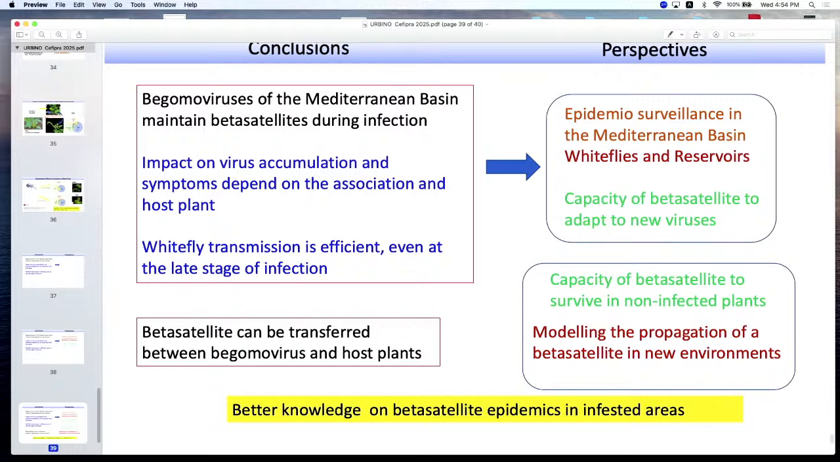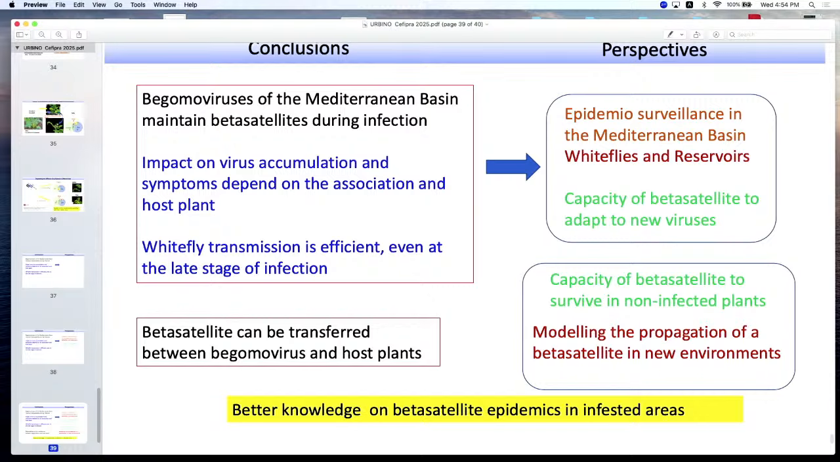And then what we are also doing is to try to model the propagation of a beta satellite in a new environment, using a system with a virus which needs the satellite, and the rest of the environment which doesn't need the satellite, to see how it can work and if the satellite will be maintained or not.